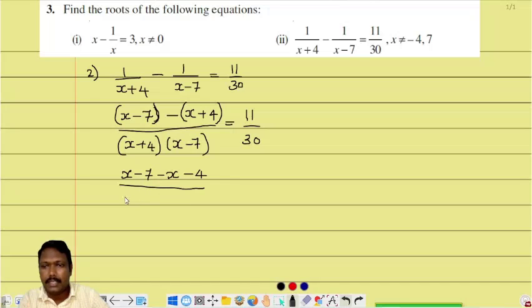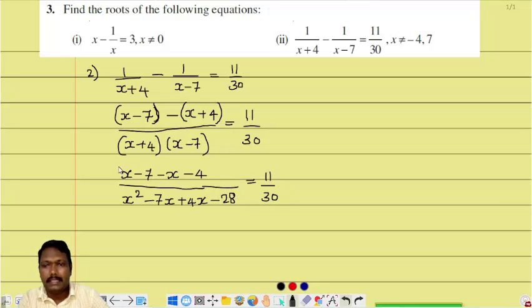You will get x into x. This is multiplication, here it is subtraction. So x into x will be what? x into x will be x squared. x into minus 7 will be minus 7x. 4 into x will be plus 4x. Now plus 4 into minus 7 will be minus 28, equal to 11 divided by 30.